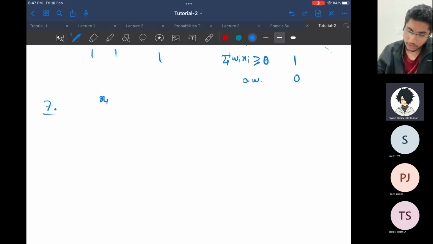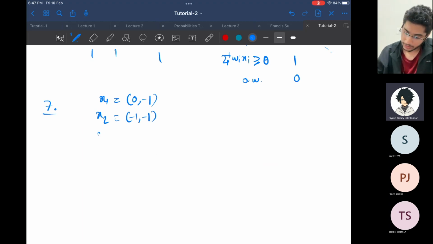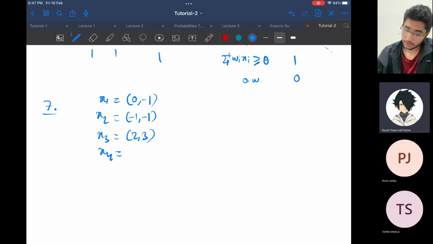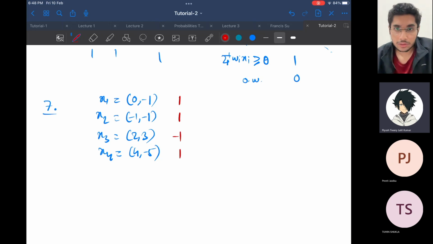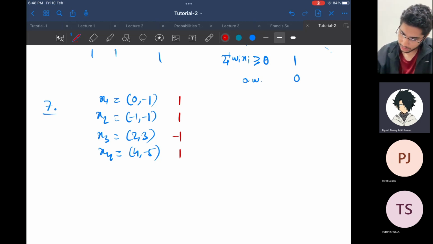So what are you given? You have been given x1, which is 0 comma minus 1. So you are given 4 points. Let me just write down the coordinates of these 4 points. x2 is minus 1 comma minus 1. x3 is 2 comma 3. And x4 is 4 comma minus 5. Okay. And the labels that are assigned to them are 1, 1, minus 1, and 1. Okay. Now, is there anything else? Yeah, so we are also given that the initialization of the hyperplane is w naught, which is 0, 0.